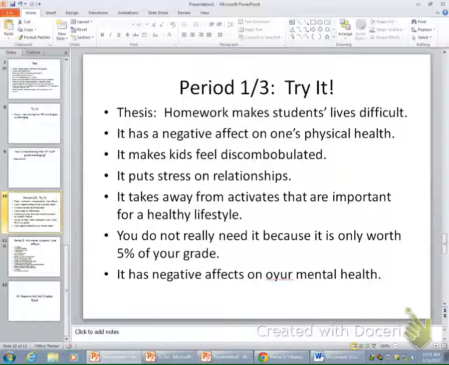So you came up with: it has a negative effect on one's physical health. It makes kids feel discombobulated. It puts stress on relationships. It takes away from activities that are important for a healthy lifestyle. You do not really need it because it is only worth 5% of your grade. It has negative effects on your mental health.